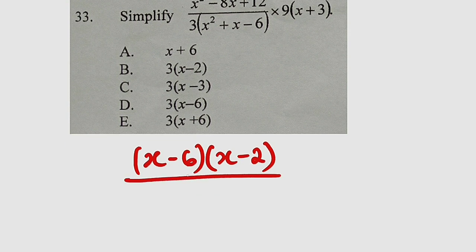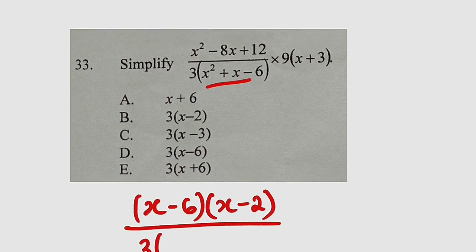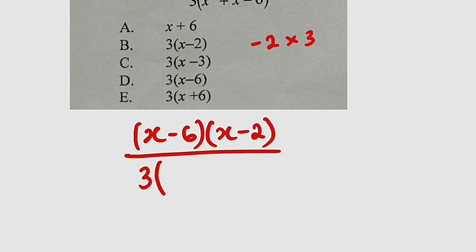Then you divide by 3 multiplied by another quadratic function that can be factorized. Think of two numbers you can multiply to get negative 6, but when you add them together you get positive 1, which is the coefficient of x. The numbers are minus 2 and what? 3. This time this is this, and this plus this is what? 1. So we have x minus 2, x plus 3.